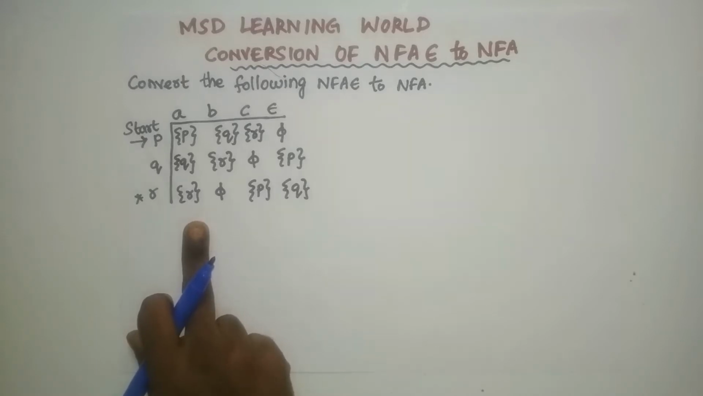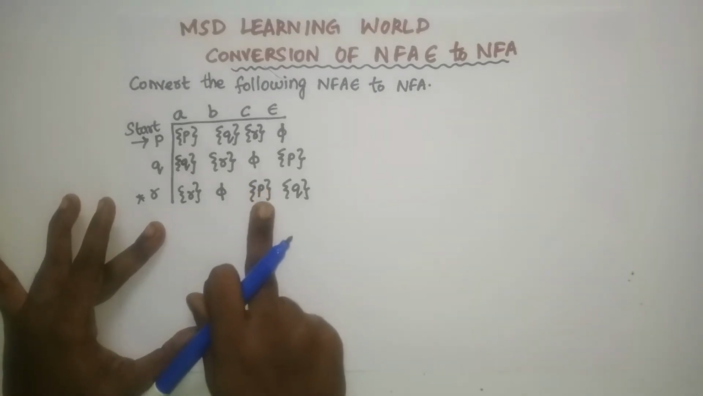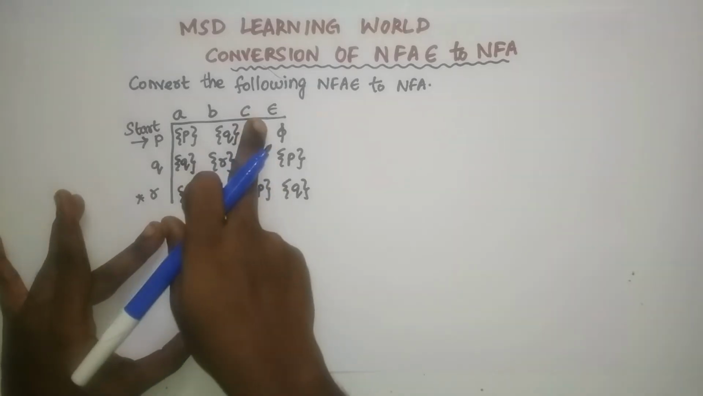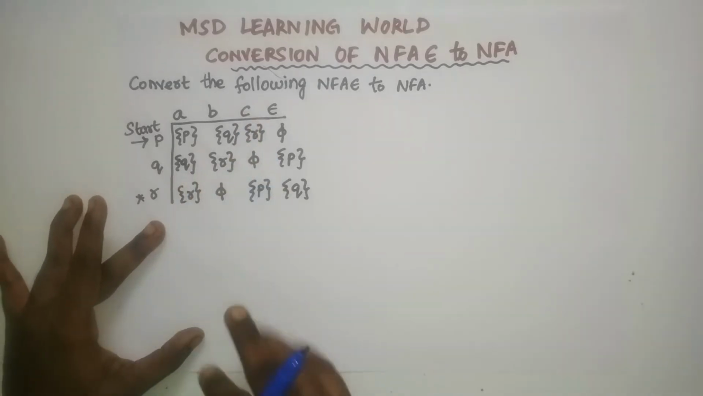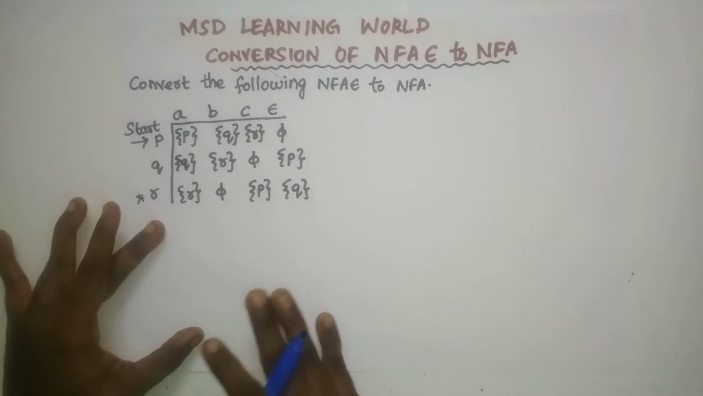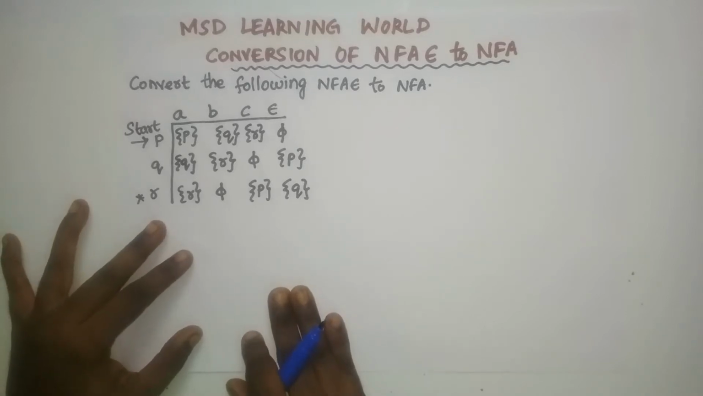Sometimes the problem may be given in the form of a transition diagram or transition table. If the transition table is given, inside you have set of all brace notation. So clearly it is NFA and you have epsilon as one of the inputs. So the given machine is an NFA epsilon machine. If they have given it in the transition diagram, that time also if there is an epsilon transition, you can clearly find that as an NFA epsilon machine.